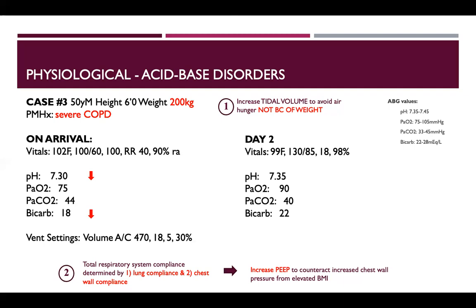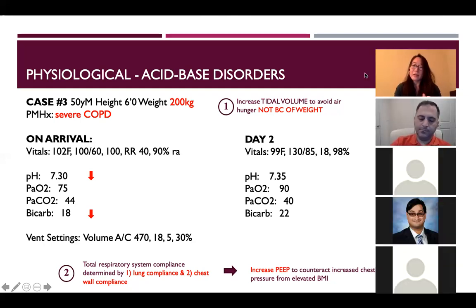So to help with that, usually for patients with a higher BMI, we would increase their PEEP to counteract that increased chest wall pressure. With the increased PEEP, you provide more back pressure to keep those airways open against the crushing pressure of the rest of their body. So for this one, we would touch the tidal volume for the COPD and increase their PEEP to accommodate for the 200 kilogram weight. Does that make sense?